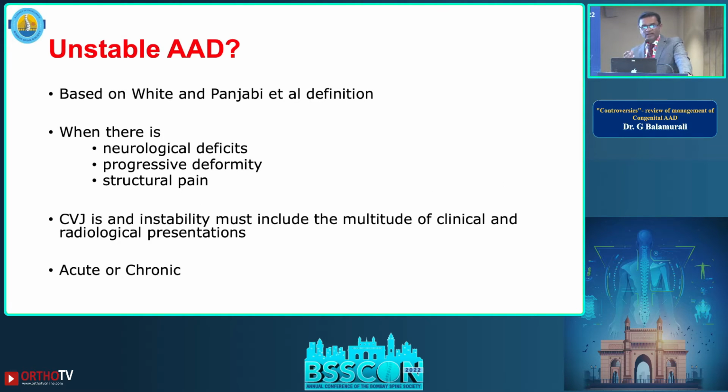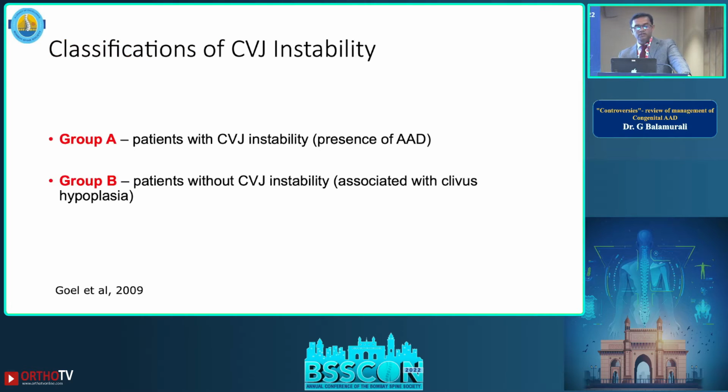If you look at the definition of White and Punjabi, under normal physiological loads you need to have a neurological deficit, progressive deformity, and structural pain. But here it's a little more complex than just saying, okay, this is unstable. You have a combination of multiple other problems like Chiari malformations, syrinx, acute non-chronic cases, and also chronic degenerative atlantoaxial subluxations. Many people have tried to classify them, and these classifications are relevant for management.